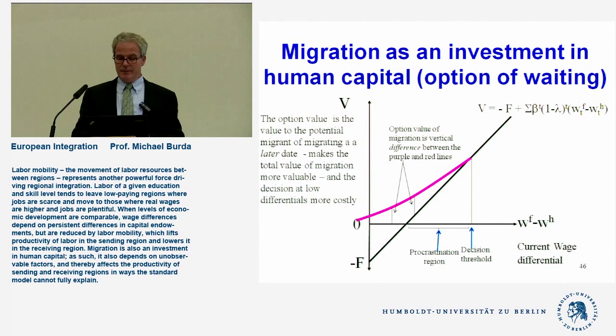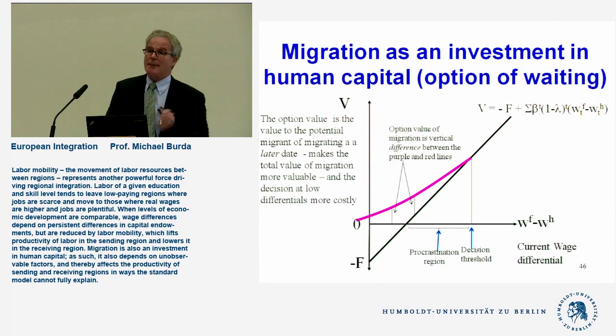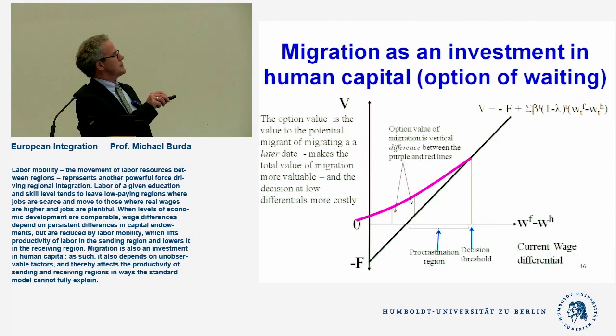Okay? So this red line is supposed to depict the option value of the migration decision. And you can see that this intersection point is basically where I would make the decision, no longer this point or anywhere here.